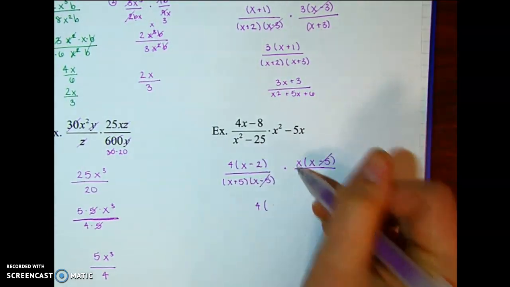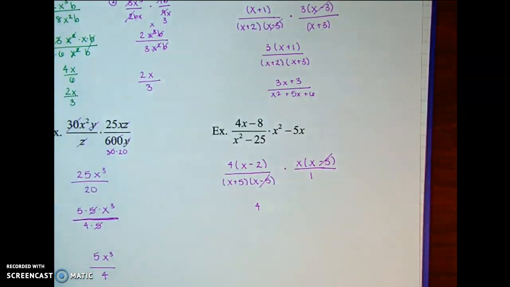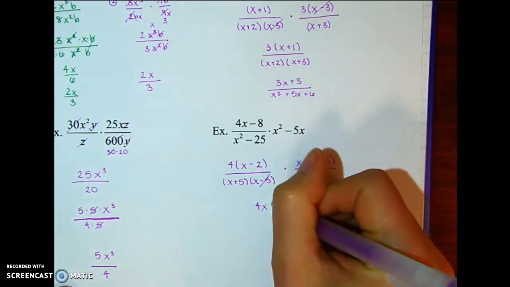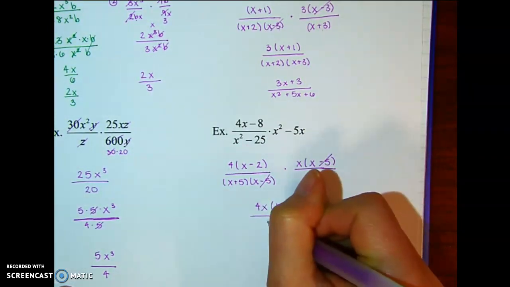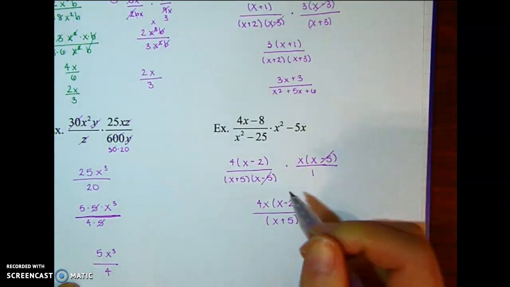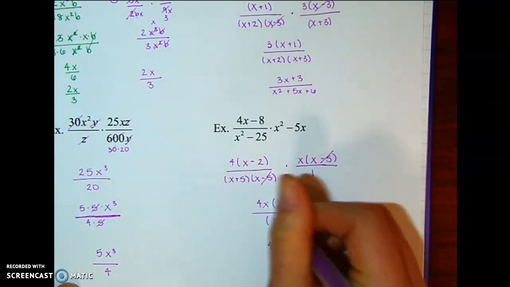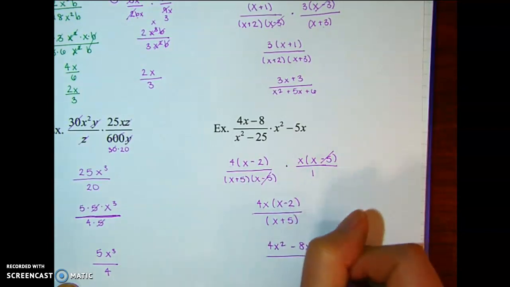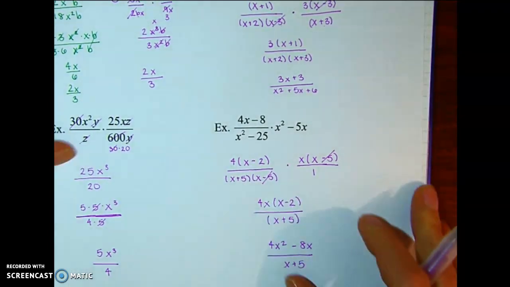Oh wait, we have the 4 times x. So 4 times x, 4x, we are left with an x minus 2. And then an x plus 5. And if we wanted to simplify this more, we could do 4x times x, which is 4x squared. 4x times negative 2, so negative 8x over x plus 5. We're done.